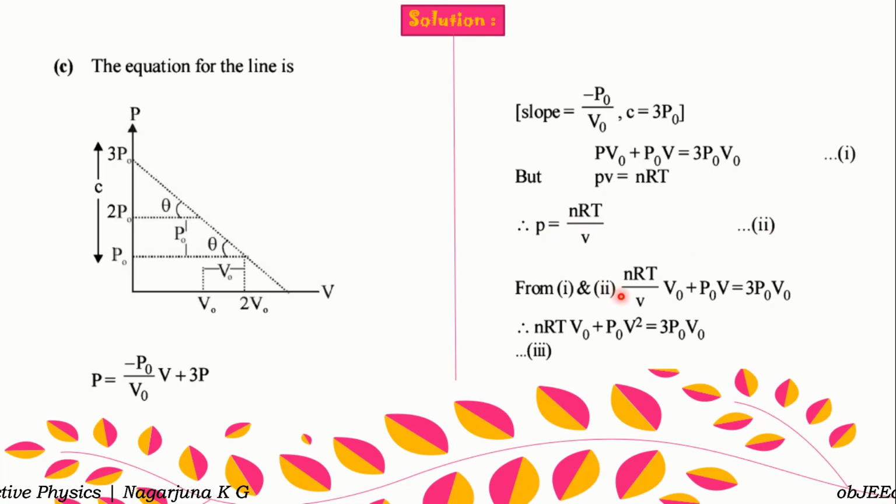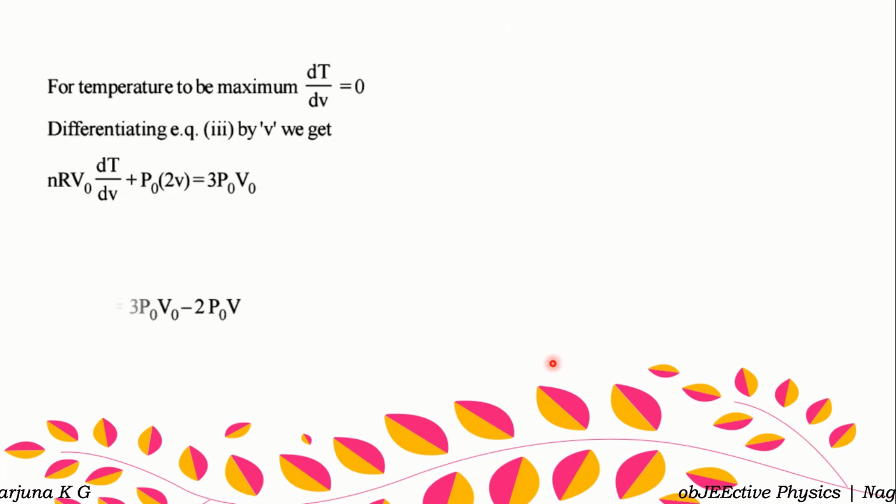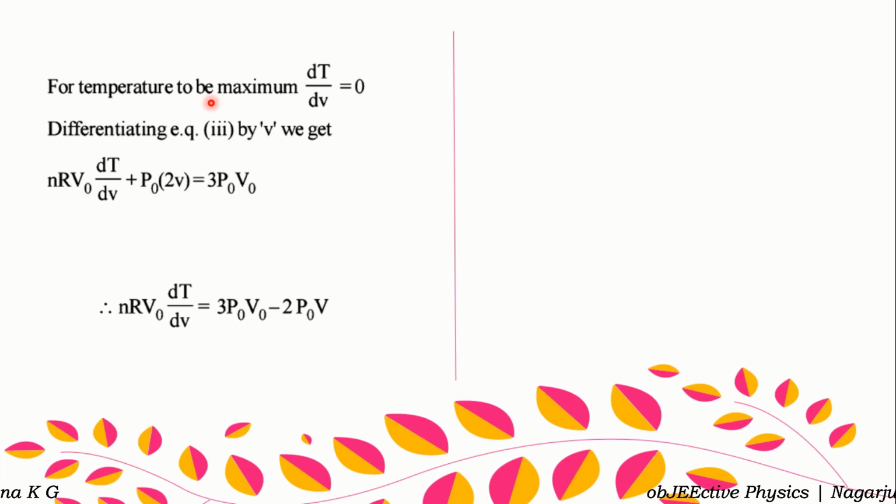From equations 1 and 2, by substituting, we will get nRT V naught plus P naught V square is equal to 3 P naught V naught. This we can call equation 3. For temperature to be maximum, dT by dV is equal to 0. Differentiating equation 3 by V, we get nR V naught into dT by dV plus P naught into 2V is equal to 3 P naught V naught. Therefore, nR V naught into dT by dV is equal to 3 P naught V naught minus 2 P naught V.